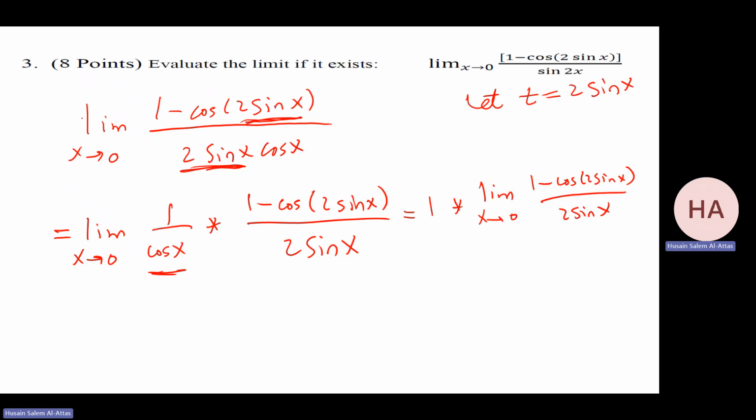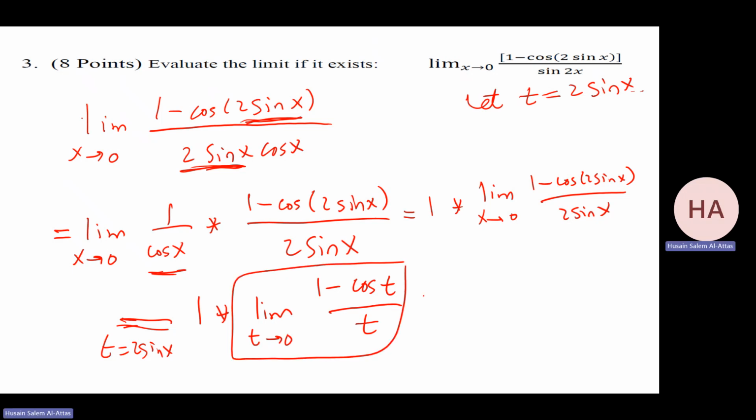By letting t equal 2 sine x, that will be what? You know, let t equal 2 sine x, that will be 1 times limit, 1 minus cosine t over t. X goes to 0, t goes to 0. And this is what? This is 0. So 1 times 0, which is 0.